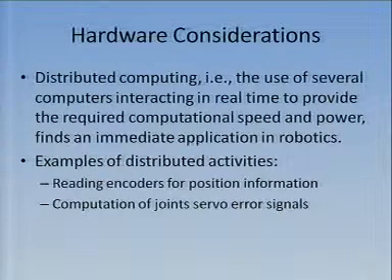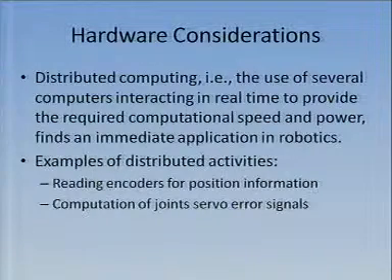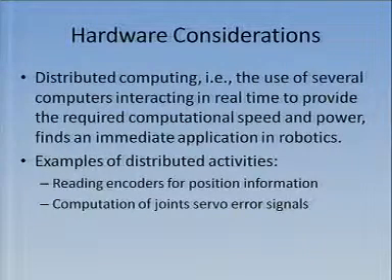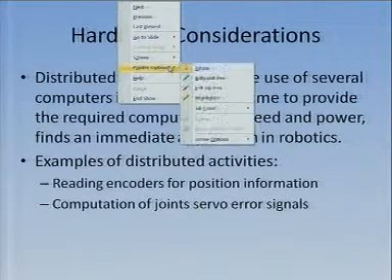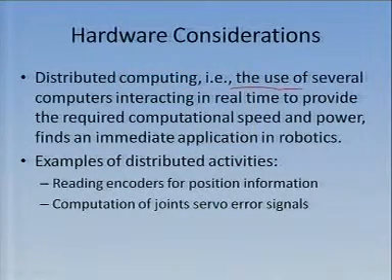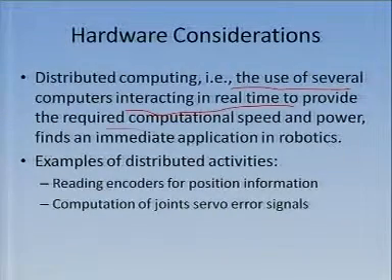Now, how can we do it in hardware? Okay. So, some hardware considerations. We talk about distributed computing. Instead of having one computer to control all 6 axes of a robot, we can think of 6 different computers controlling the 6 different motions, but then to have a coordination between them, you may require a supervisory computer. This kind of system we call distributed computing. That means the use of several computers interacting in real time to provide the required computational speed.